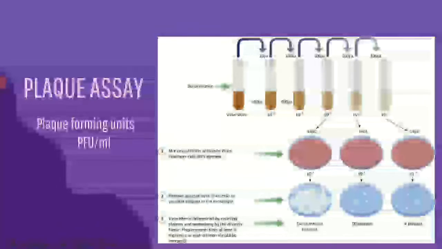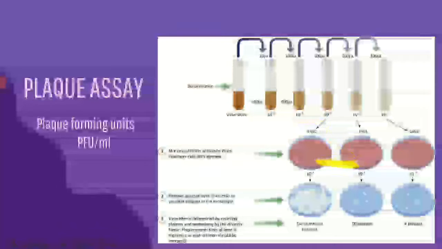So what we do here is that a monolayer of the host cells is cultured. The host cell could be a bacterium if we are looking for a bacteriophage. It could be an animal cell if we are looking for an animal virus. It could be a plant cell. So, based on which virus we are planning to count, we need to take the respective host and prepare a monolayer of the host cell.